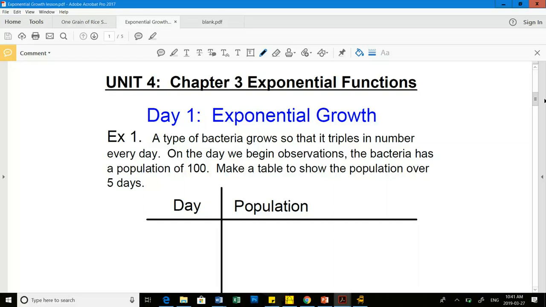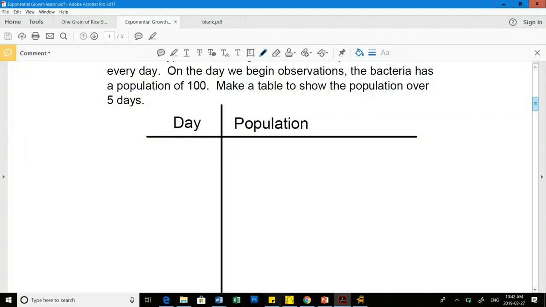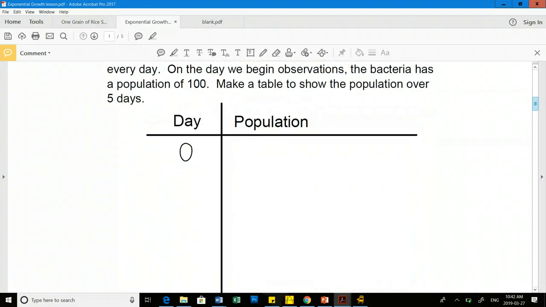We have a type of bacteria, and the number of cells are going to triple in number every day. On the day we begin observation, so after no time has passed at all, the first sample that we take, we have a population of 100 cells, and we're going to make a table to show the population over 5 days. Okay, so on the initial day, 0 time has passed. Agreed? When we start the experiment, 0 time has passed, and it says we observe a population of 100 cells.